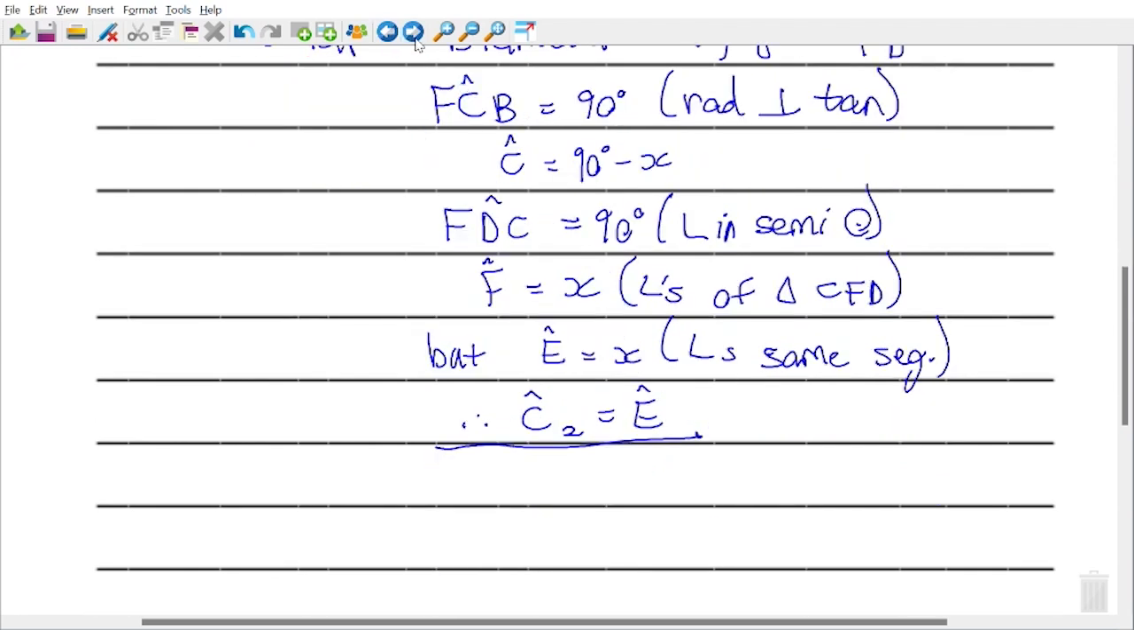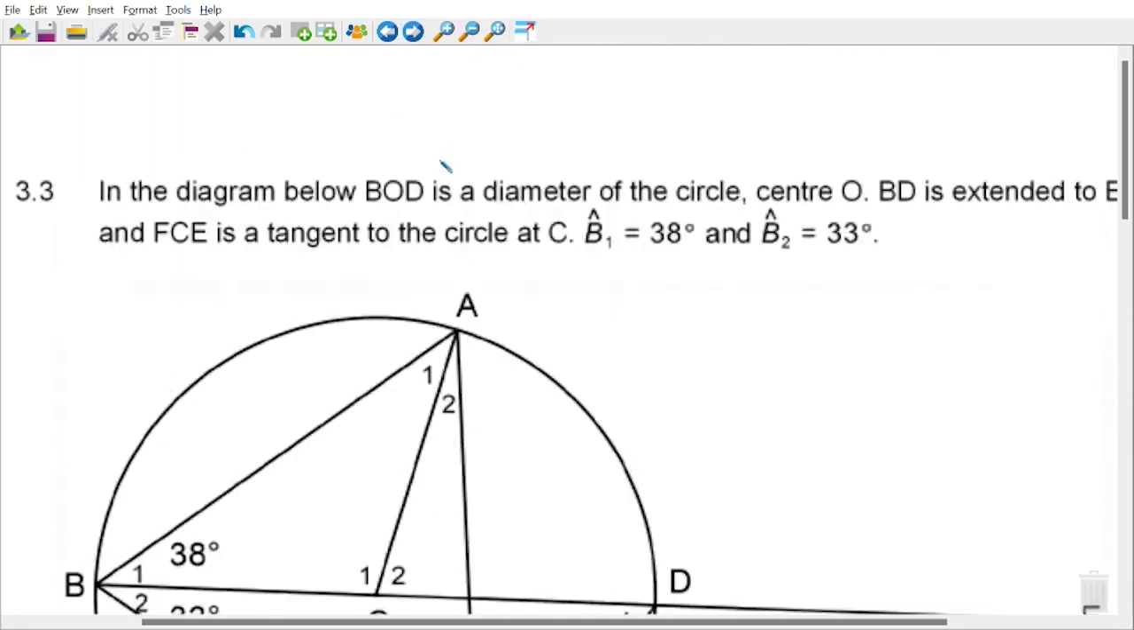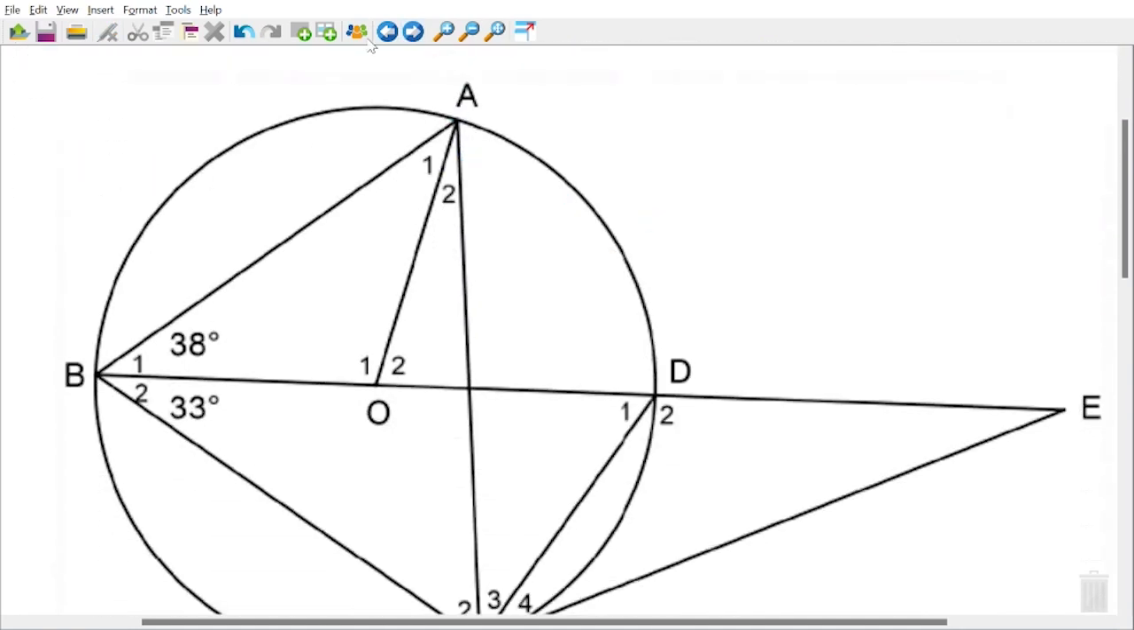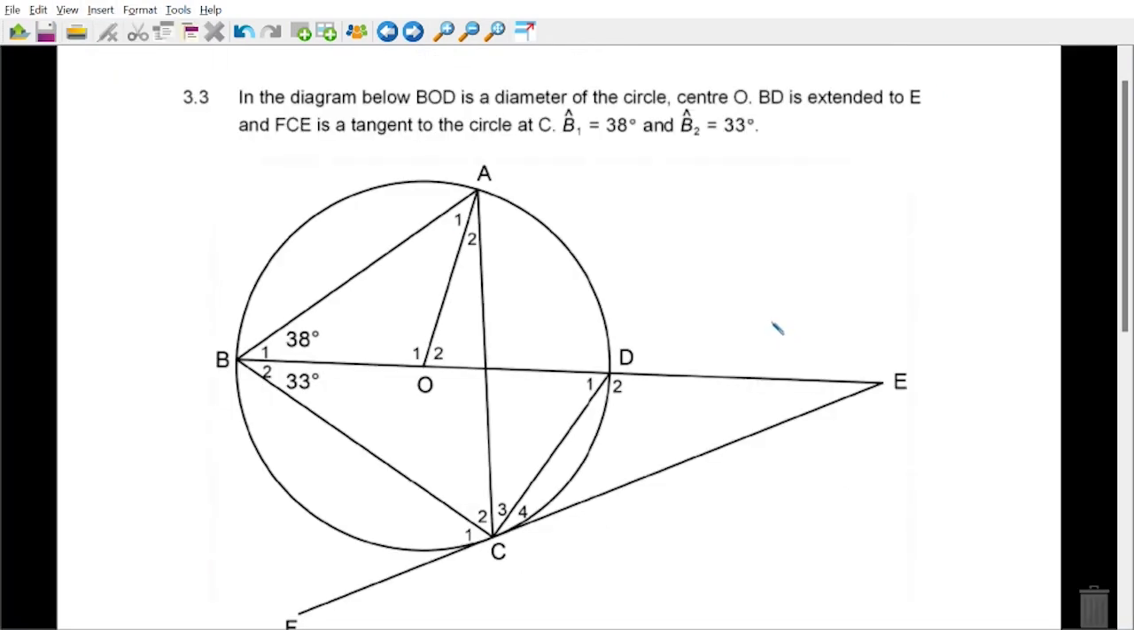Right, next up we're going to dive into question 3.3. So we've got this diagram. I'm just going to zoom out a little bit so I can see the whole diagram. Part A, and I'm going to answer the questions up here. Part A asks us to find BCD. Now, this is a diameter, so BCD is actually going to be 90 degrees. Angle in semicircle.